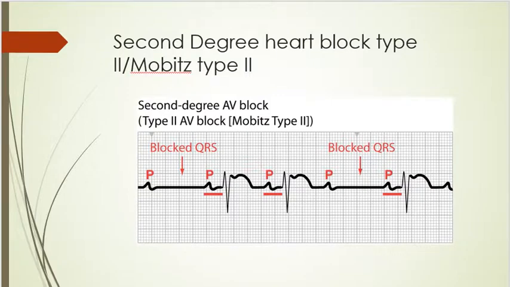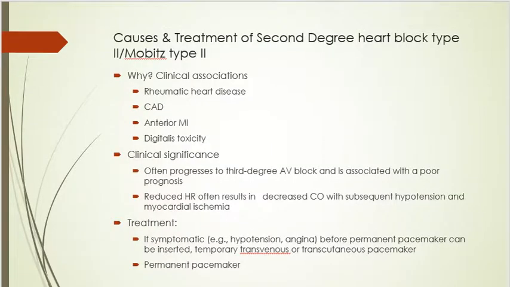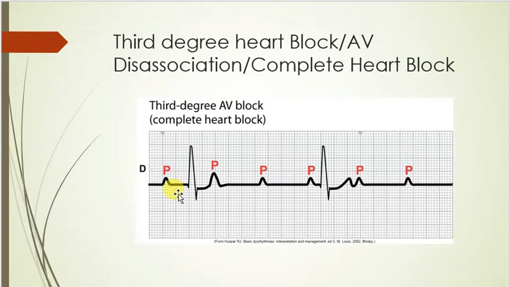Now, the next block. Here's your transvenous or transcutaneous pacemaker waiting for a permanent pacemaker. So that's your treatment, and here are your causes. It often progresses to this third degree AV block, which is a little more serious than the other ones. Okay, so third degree AV block is where you have a complete heart block.